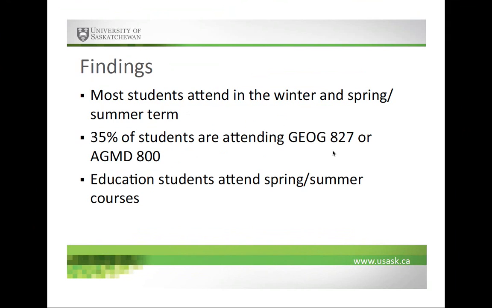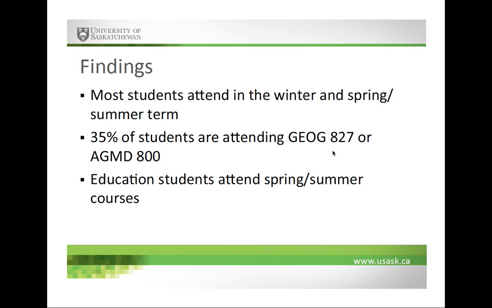So some of my findings were that most of the students were attending in the winter and the spring summer term. This initially I found a little odd, as the fall is the beginning of the school year. You would think a lot of students would be taking courses in that term, but that was not the case here. 35% of the students are taking Geography 827 and Agricultural Medicine 800. Both of those are courses offered in the winter term. That would be why the winter term was so popular.